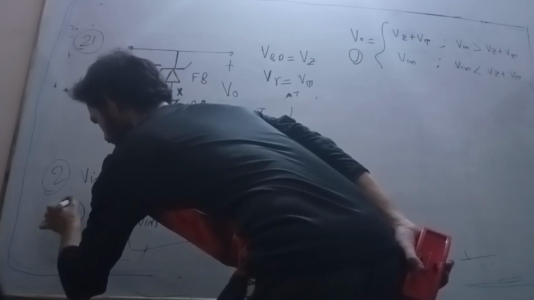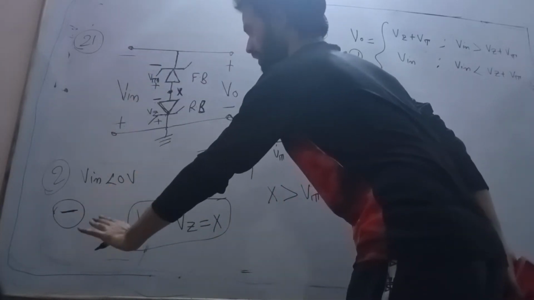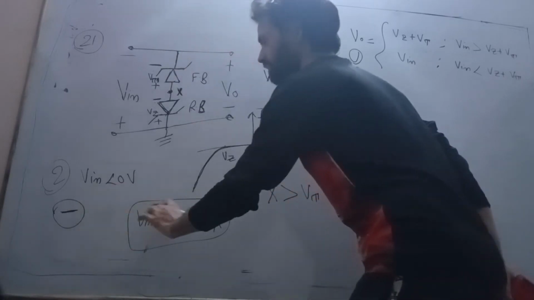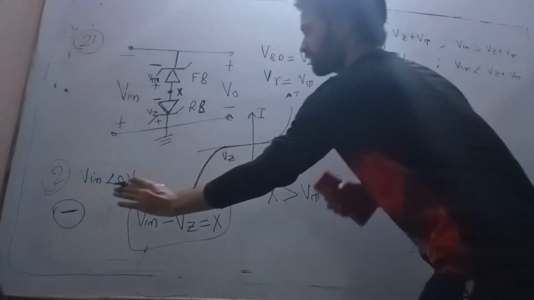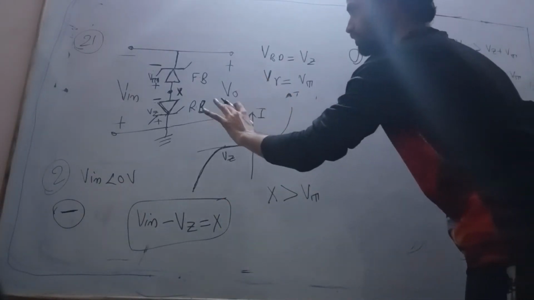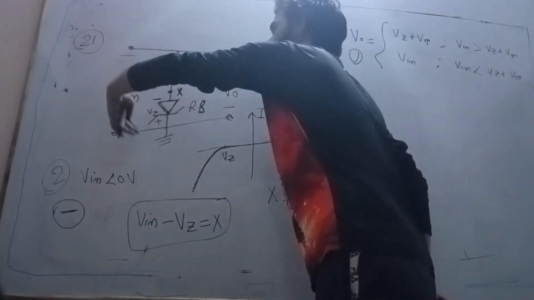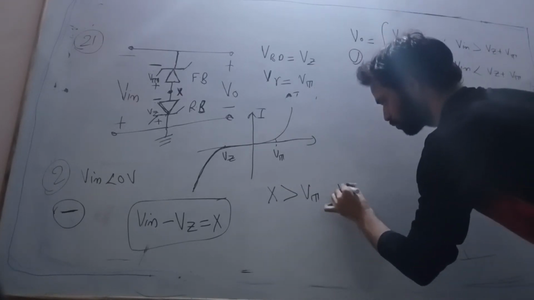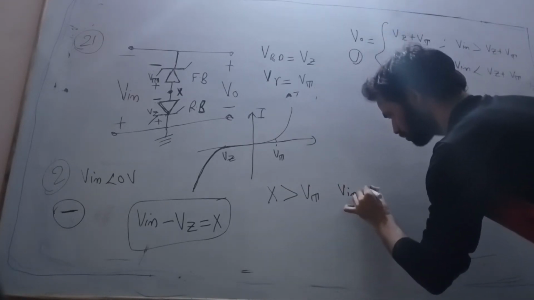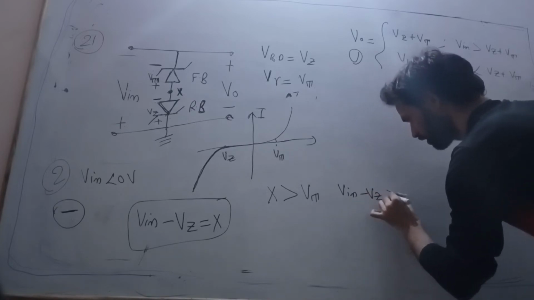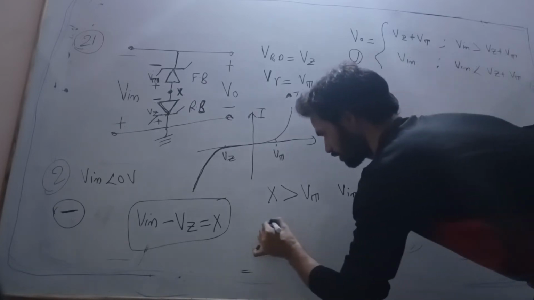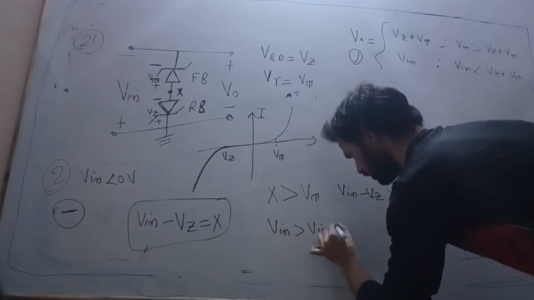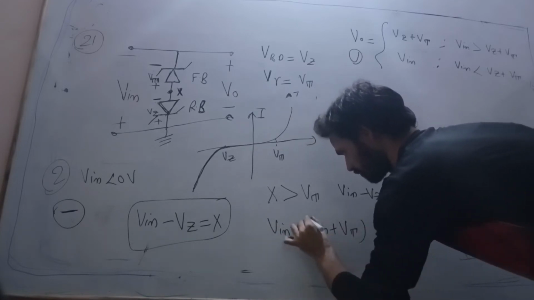is going under negative sign. I am not taking the negative sign now; at last we will take it. So we are focusing only on the positive direction from the bottom side. From the bottom side, x greater than Vt means Vin minus Vz is greater than Vt, which means Vin is greater than Vz plus Vt.